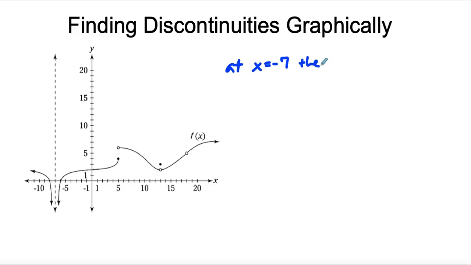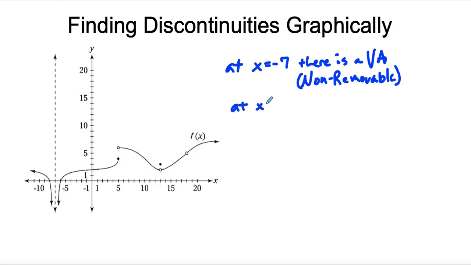There is a VA, or vertical asymptote. You could also say infinite discontinuity, but I like vertical asymptote because it's shorter, and that is non-removable. Next, let's find the next discontinuity. So you can see it's continuous until we get to 5 again.